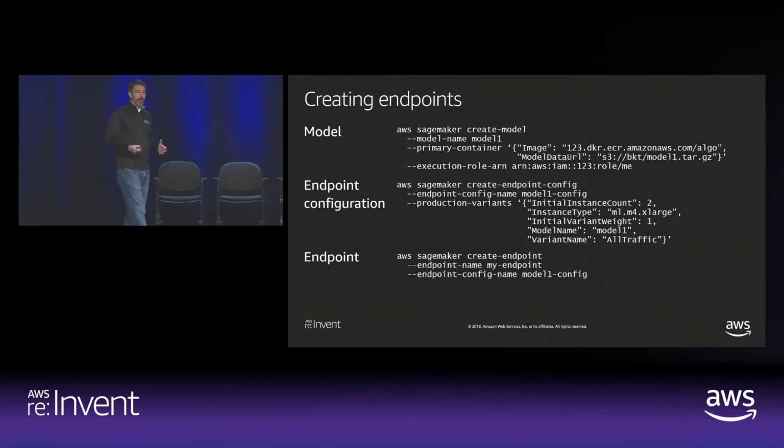Now we actually want to create the endpoint. And creating the endpoint means actually provisioning the instances for a persistent endpoint. So when we run AWS create-endpoint, that's going to actually go out and spin up those instances, load our model, load our container, and make sure that it's up and ready to be a REST API and serve out predictions from our machine learning model. And so with AWS SageMaker create-endpoint, all we have to do is define the endpoint name. We'll call it my-endpoint, and an endpoint config name, which will point back to that model1-config that we just created in the step above.